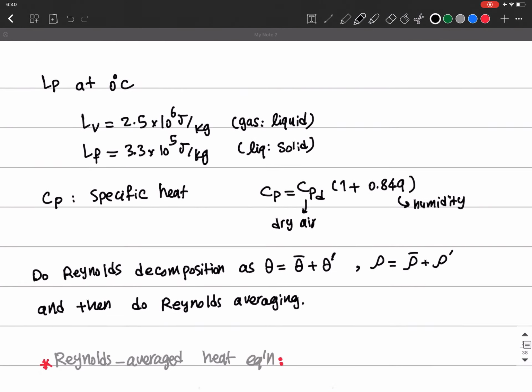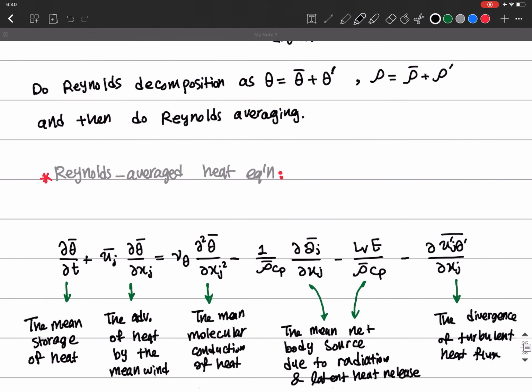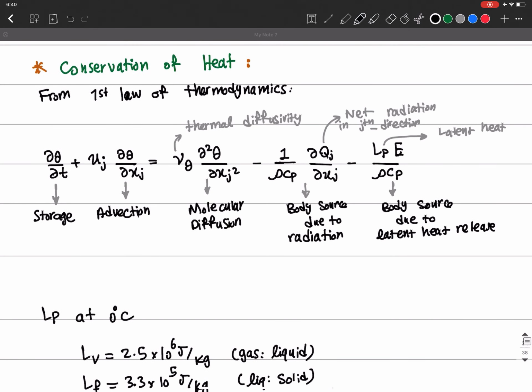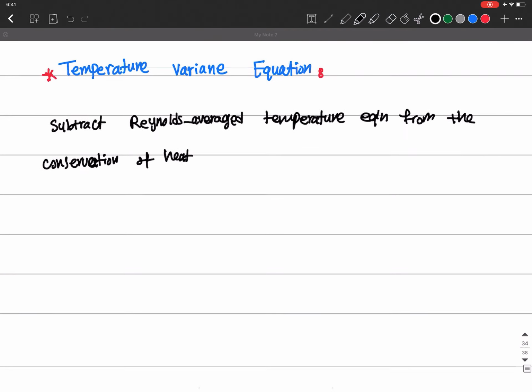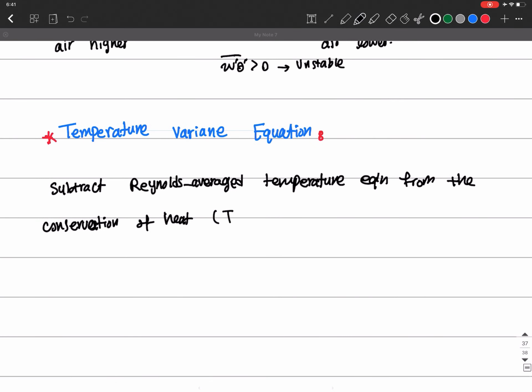In other words, let me write it down here. Let's say this is equation 2, and then this is equation 1. But this one, you need to write it in terms of the Reynolds decomposition. I didn't do the Reynolds decomposition here. But essentially, here is going to be 1 minus 2 to get the following equation.